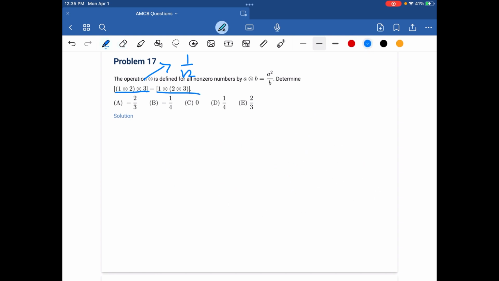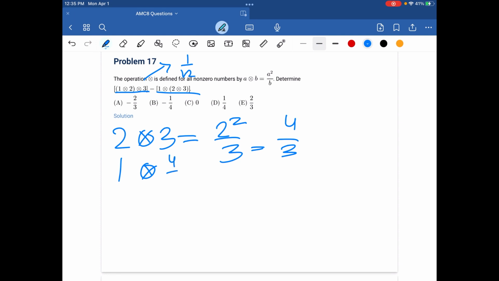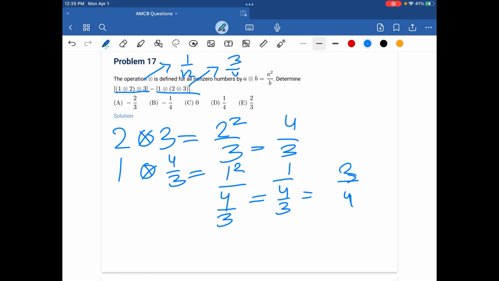Then on the right side, in the innermost parentheses, we have 2x3, which is also equal to 2 squared over 3, which is 4/3. Next, we have 1 x 4/3, which is equal to 1 squared over 4/3, which is 1 over 4/3. And this is also 3/4. Now the right side is 3/4.